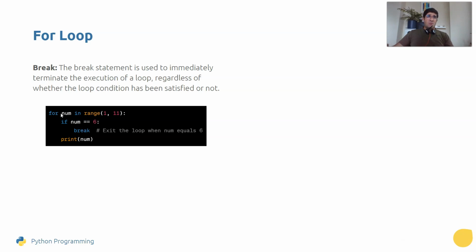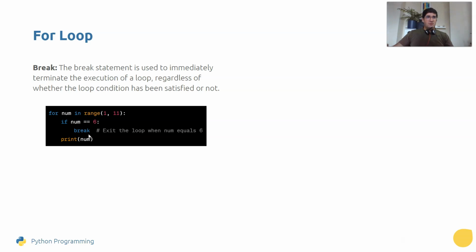In this case, for example, we try to create a range of numbers. So the number will be 1 to 10 because the range is 1 to 11. And each time we will check the number. If the number is equal to 6, then we will break the loop. So in fact, this break statement exits the loop when num equals 6.